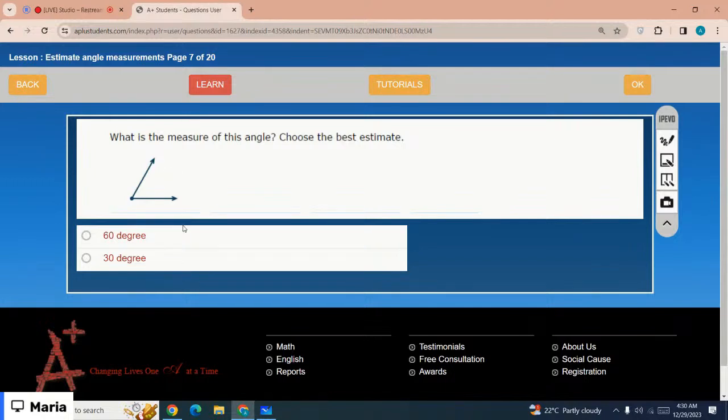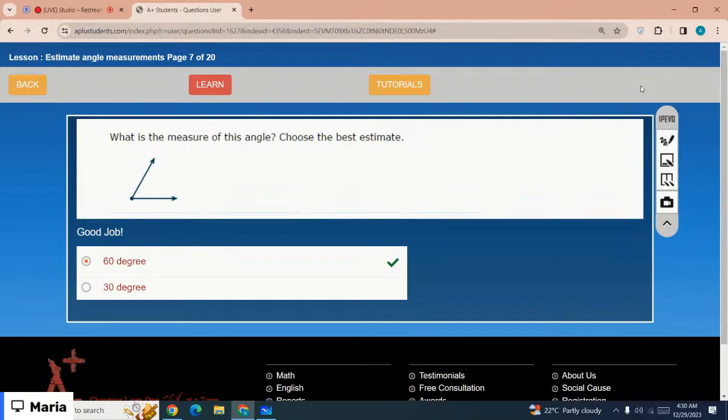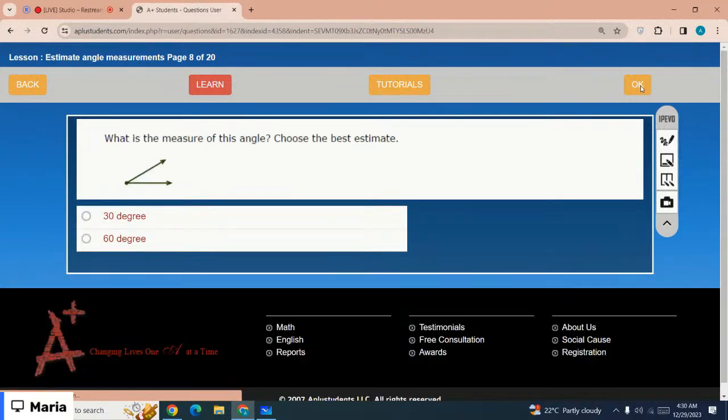That is 60 degrees. The correct option is 60 degrees. What is the measure of this angle? Which is the correct option?